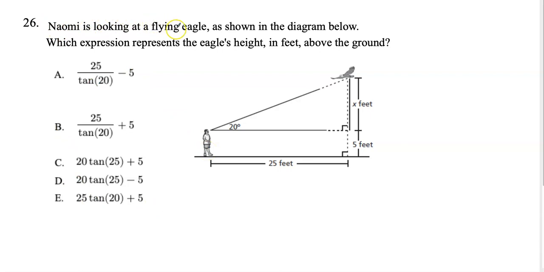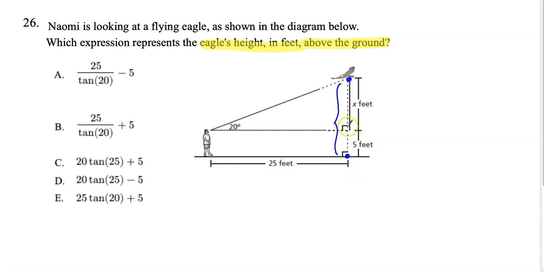It says Naomi is looking at a flying eagle, as shown in the diagram below. Which expression represents the eagle's height in feet above the ground? So I want to know the eagle's height in feet above the ground. So here's the eagle right here. I want to know its height above the ground. This is the ground right here at the bottom. So basically I want to know this height right here.